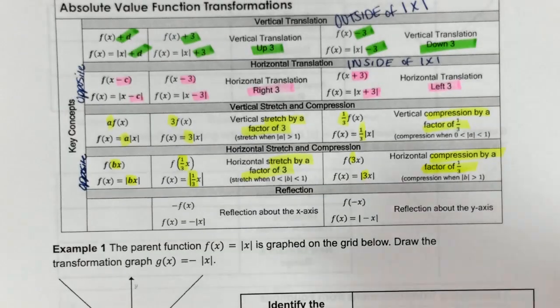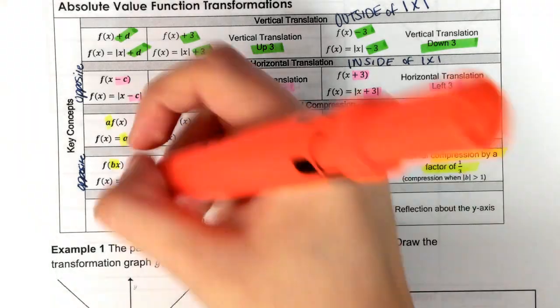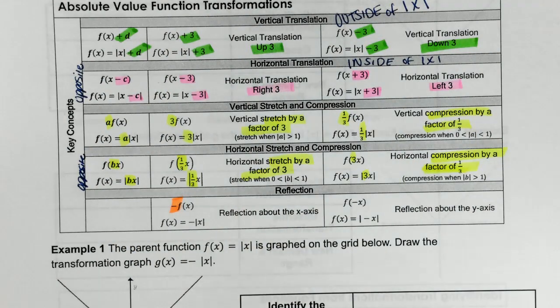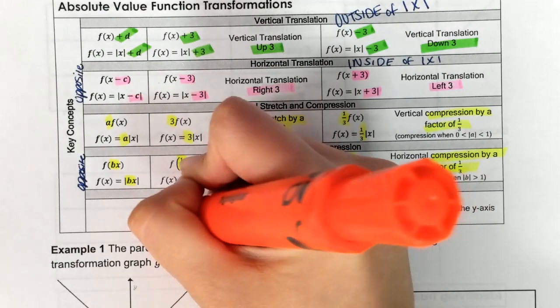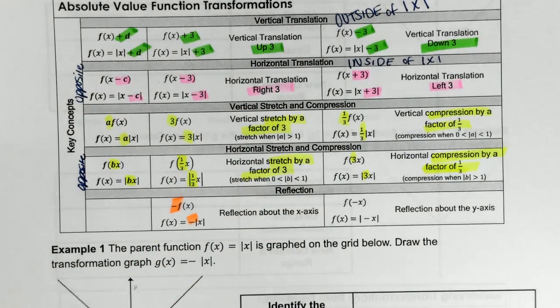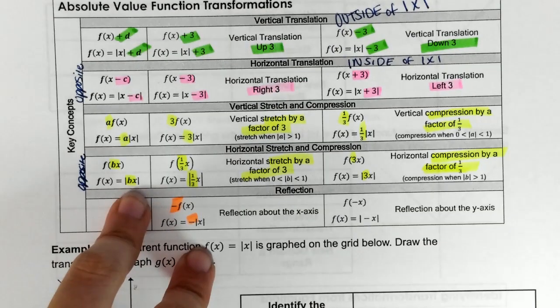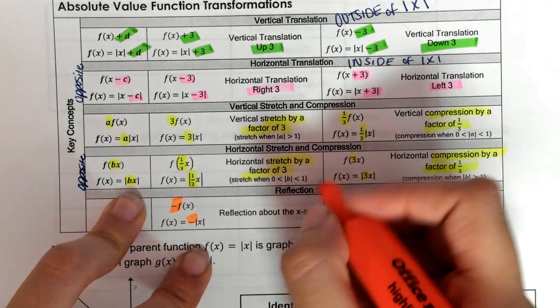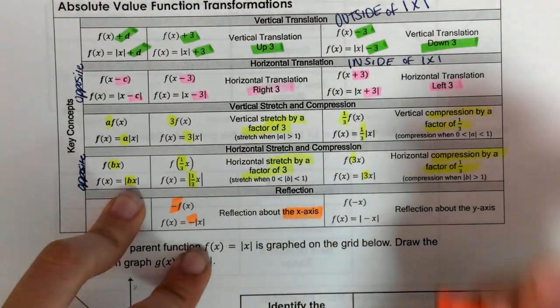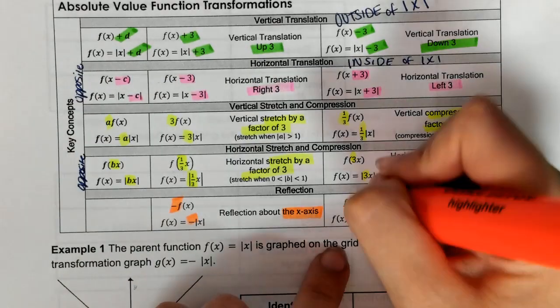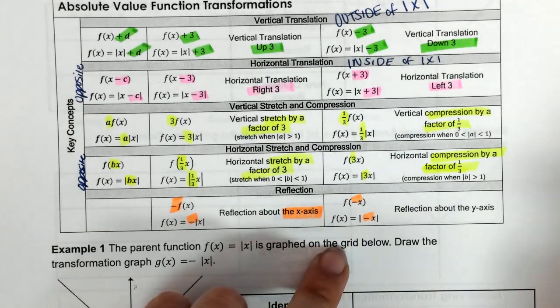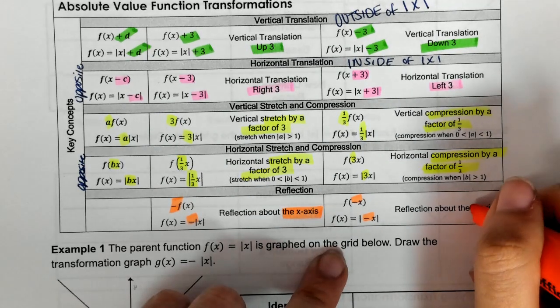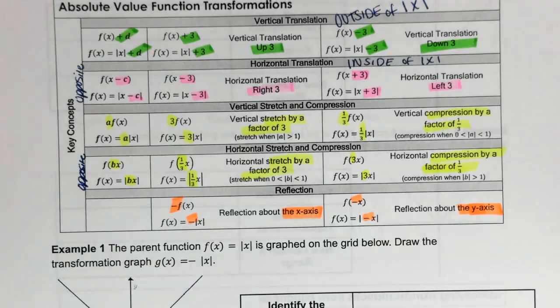Reflection is our last one. You have to be careful about reflection. Reflection is its own transformation, which is when I have a negative either in front of my absolute value bars, in which case it's a reflection about the x-axis, or inside the parentheses, in which case it's a reflection about the y-axis.